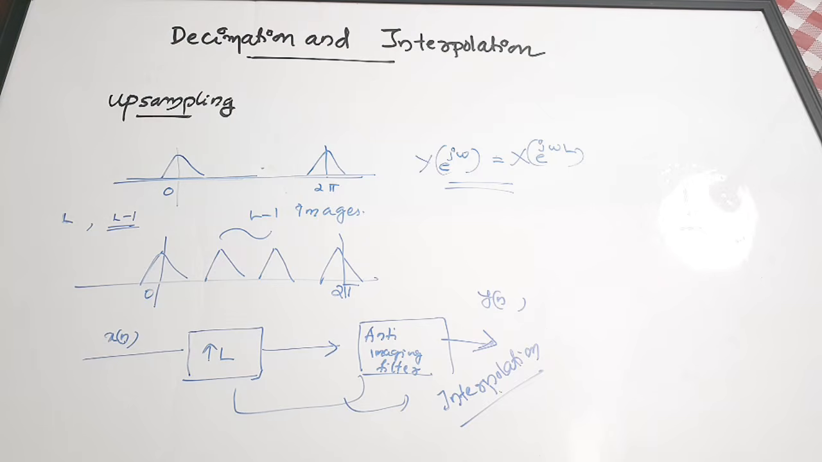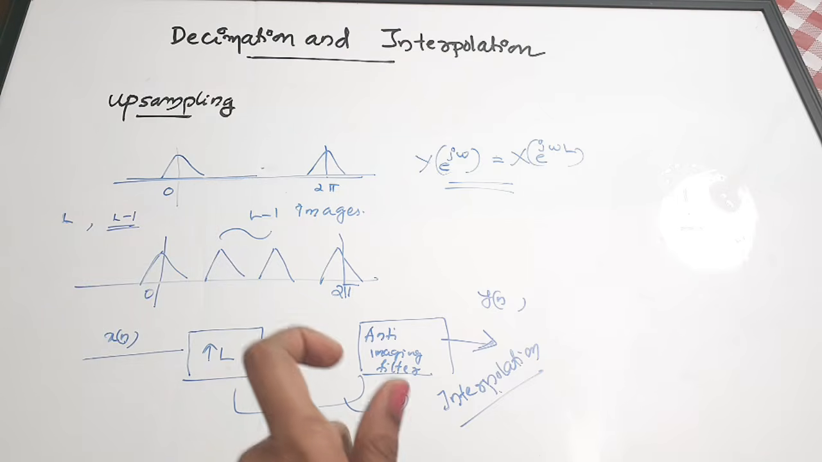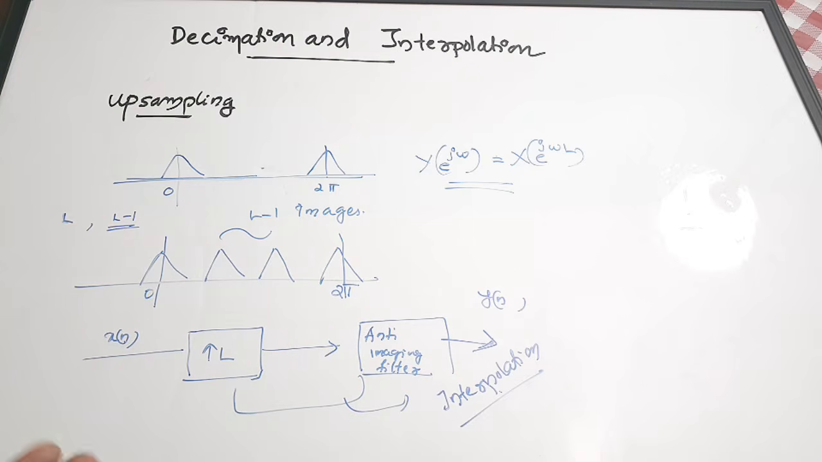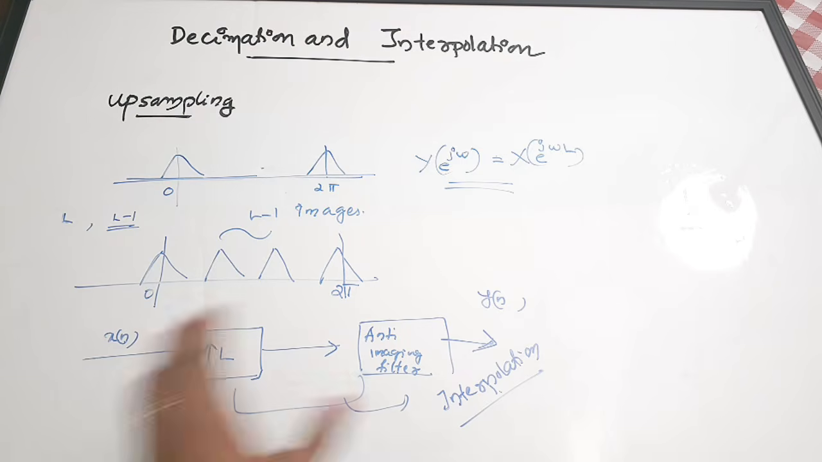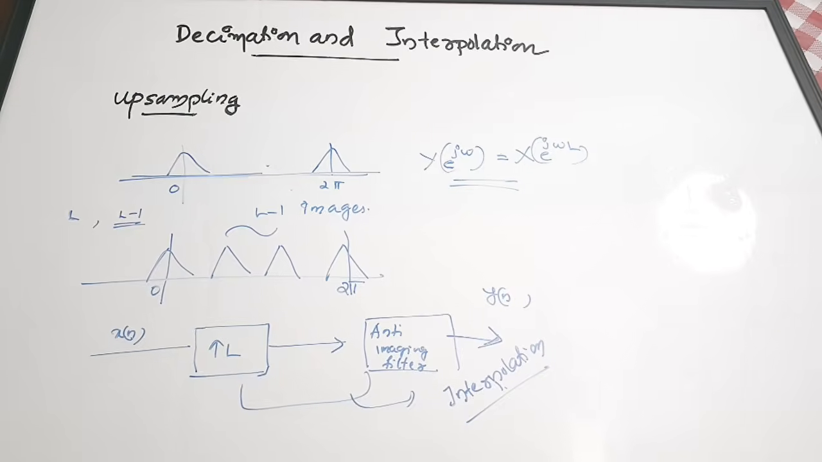Okay, and the downsampling block plus the anti-aliasing filter is called the process of decimation, whereas interpolation means upsampling plus anti-imaging filter. The images are created since we increase the number of samples in between two samples by L minus 1. Actually, there will be L minus 1 images created, and we don't want these images in our output, that is our total output y of n. So we will filter this output by using an anti-imaging filter. So these two processes constitute the interpolation. I am hoping that you understood the topic of interpolation and decimation.